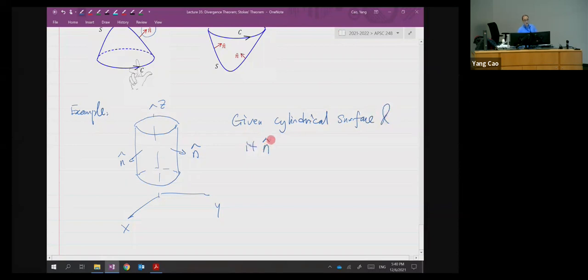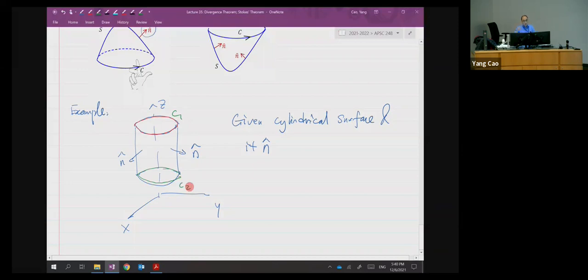Given its surface and n hat, apparently you look at this current surface. What are the boundaries of this surface? In this case, you have two boundaries, one on the top and the other one on the bottom. So you've got two boundaries. Let's call the top C1, and the bottom here, let's call it C2.